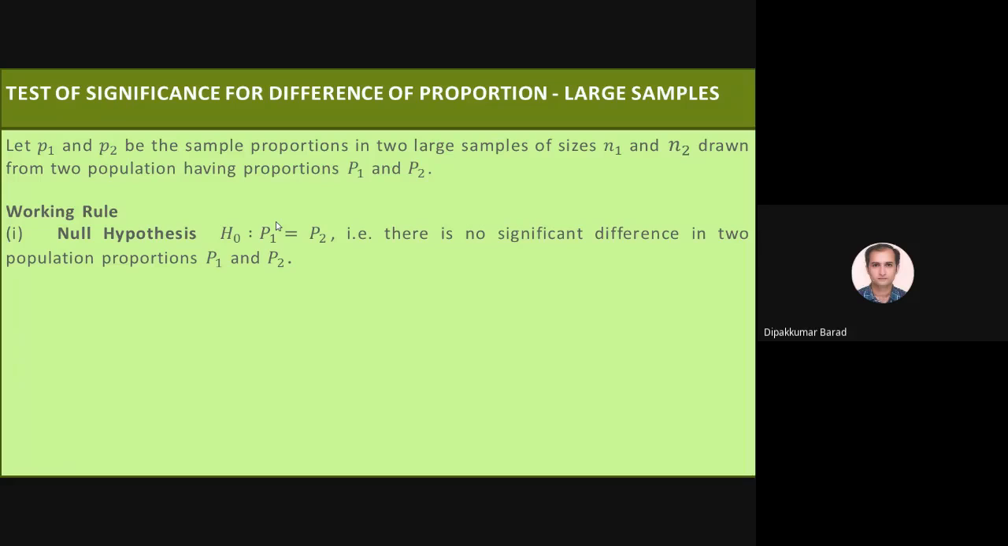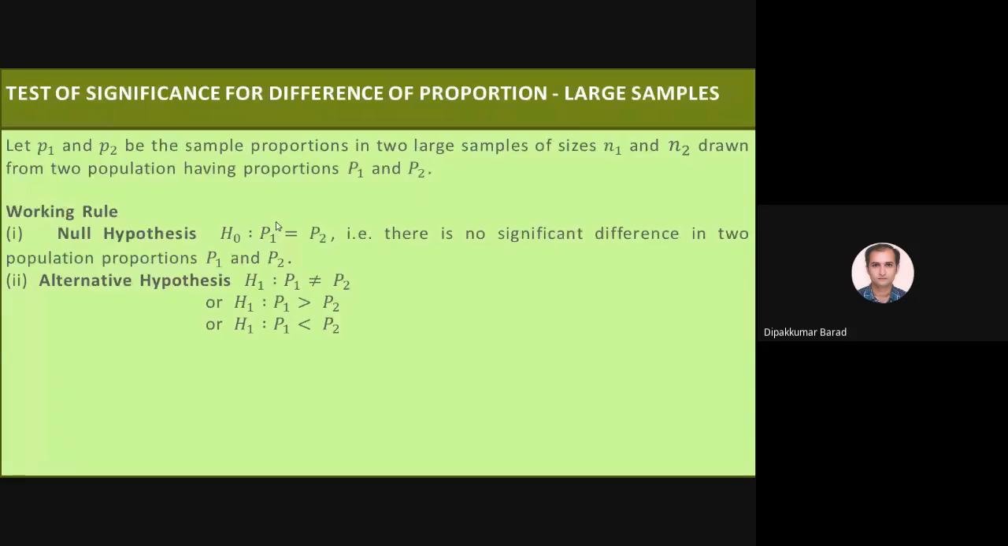H0: capital P1 equals capital P2. It means there is no significant difference in the two population proportions, capital P1 and P2. This is our null hypothesis. And the alternative hypothesis is P1 not equal to P2, or P1 greater than P2, or P1 less than P2. So the alternative hypothesis might be a two-tail test or a one-tail test.